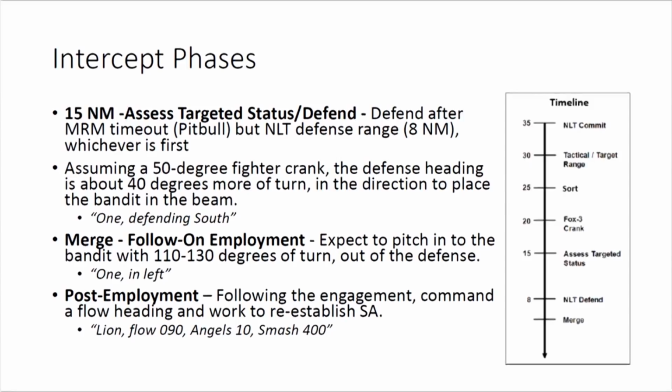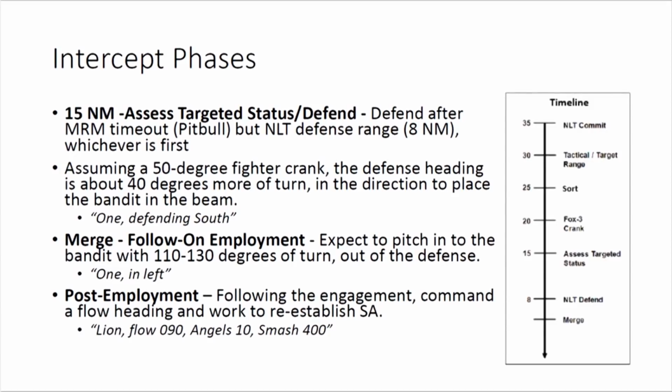Following that, now it's time for the follow-on, right? If the AIM 120 did its job, awesome. But you're going to want to turn into the bandit. Based on what you've turned so far, it should be a 110 to 130 degree turn out of the defense. Make your call, "One's in left," and if the AIM 120 did its job, great. If not, you'll find yourself set up for either another AIM 120 shot or an AIM 9 shot. So at that point, either proceed to the merge, do what you got to do, right? And then once that's completed, you're in the post-employment phase.